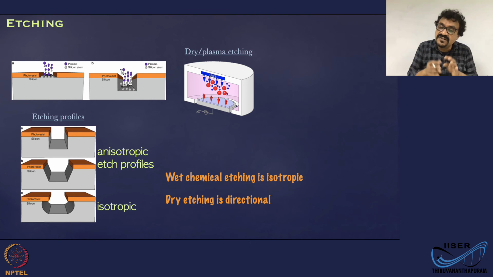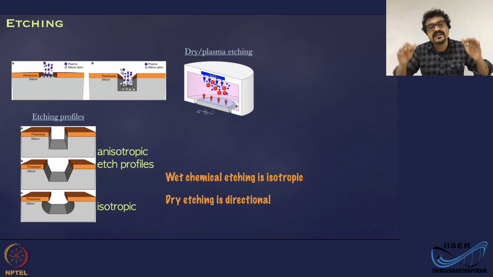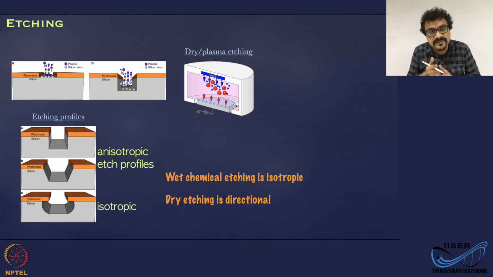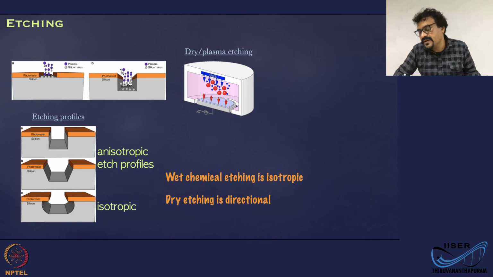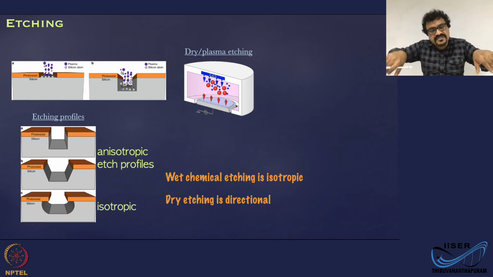But you can also do this etching chemically using wet chemical etching, where the chemical reaction will remove the material. It will break some bonds, make some bonds, and you can also dissolve it in certain solvents. So when you do a chemical reaction to do etching, this is also called wet chemical etching, and that is not really directional. So you will get more or less a uniform etch profile. It will etch in all the directions uniformly.